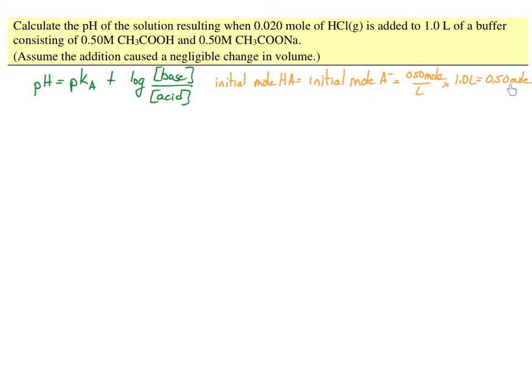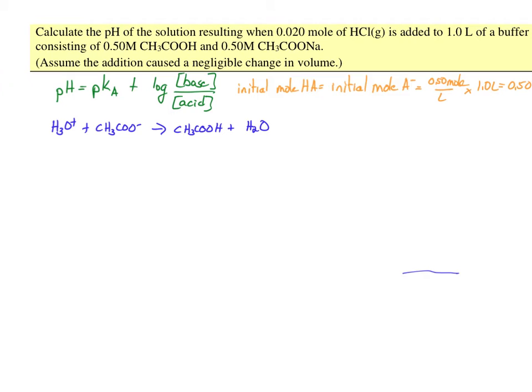0.50 moles. Let's remind ourselves of the reaction that occurs. We're adding a strong acid. So we add a strong acid. It's going to react with the base part of the buffer, which is our acetate ion. It's going to react completely to form some acetic acid and water. We'll use a BCA table and keep track of amounts of things in moles.